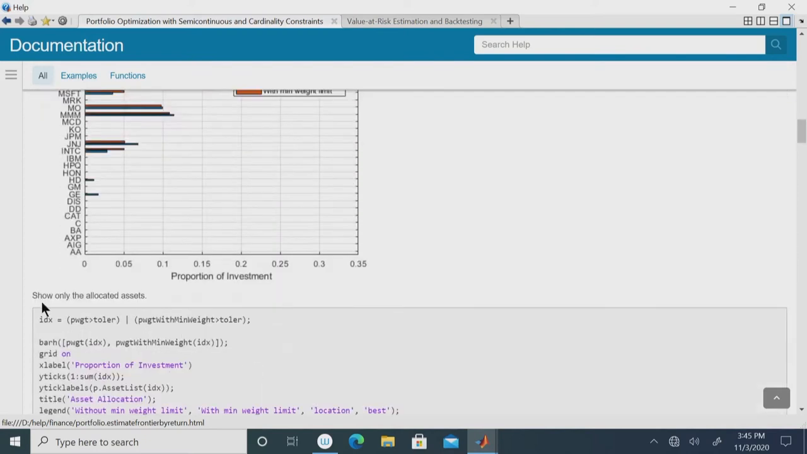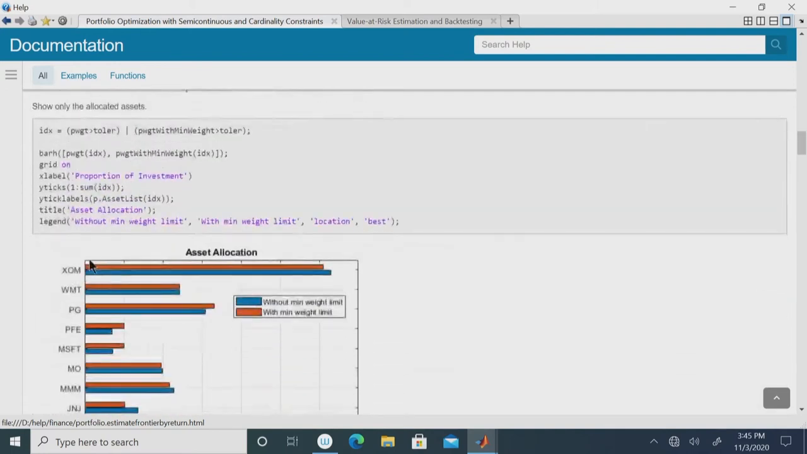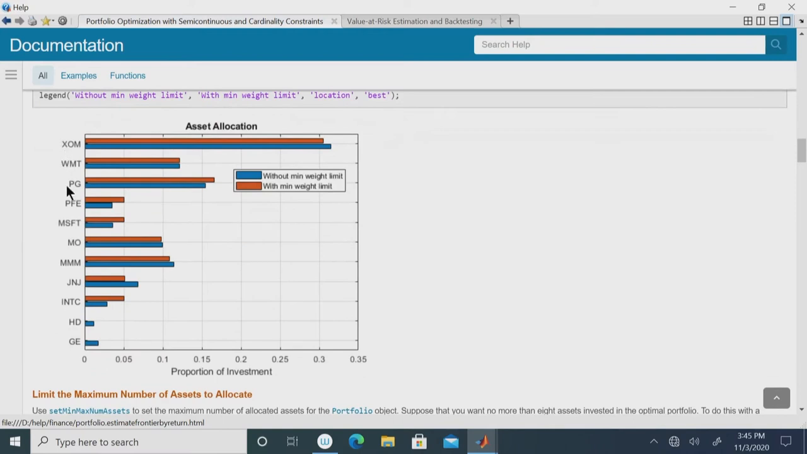So the next thing we can do is display the allocated assets. We now enumerate the allocated assets here. You observe that we have 1, 2, 3, 4, 5, 6, 7, 8, 9, 10 and 11. So without the minimum weight limit, we have 11 assets, that means 11 cases where you have the blue line where the asset allocation has been done, and once you put the minimum weight limit, it reduces from 11 assets to 9 assets.